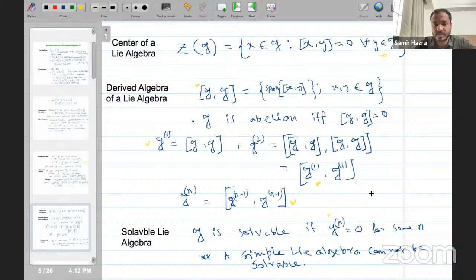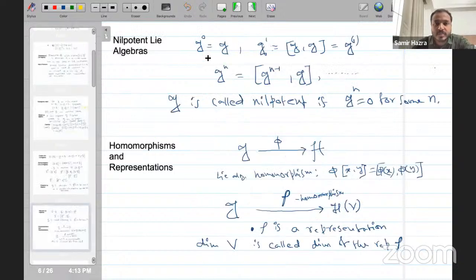the trivial Lie algebra. So at once you get from here that if a Lie algebra is a simple Lie algebra, then it cannot be solvable, because for solvable you must have a proper ideal. So for example, this G^1, which is [G, G], is an ideal of G, and [G, G] cannot be equal to G, because at some point it has to be 0 to be solvable. Okay. So clearly any simple Lie algebra cannot be solvable.